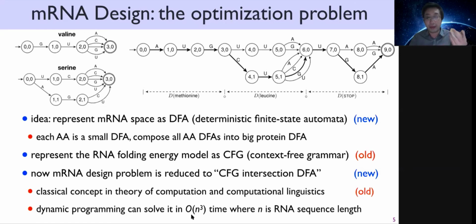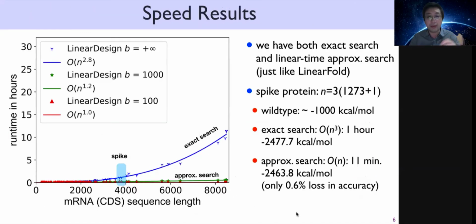You can solve it in cubic time, where n is the RNA sequence length. That's the dynamic programming algorithm. So we implement that algorithm, which is the exact search algorithm, and it runs in cubic time. It's pretty fast, but we can make it even faster by using linear-time approximation using LinearFold, our previous work. And for the spike protein, n is roughly speaking less than 4,000 nucleotides.